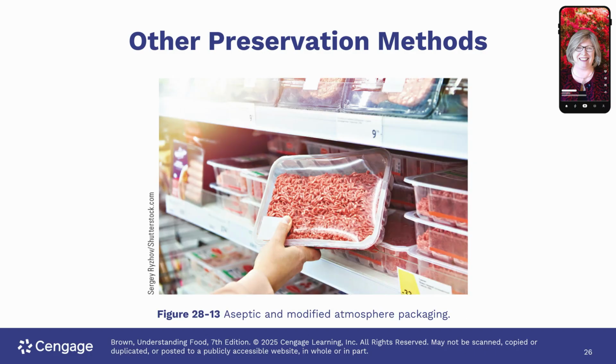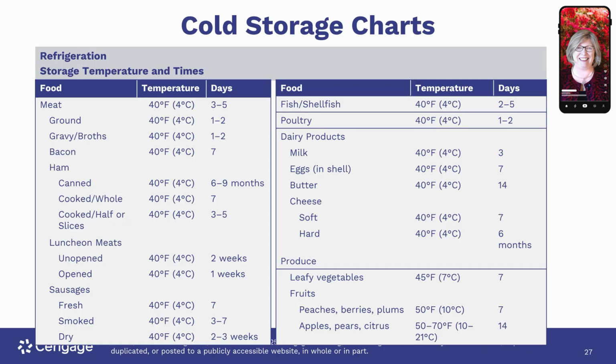Here's an example of the modified atmospheric packaging. You may have seen this in the grocery store. It's relatively common. And this does reduce the contact of the food to oxygen while it's in that packaging. The next few slides show you some charts for storing food at what temperature and for how long.